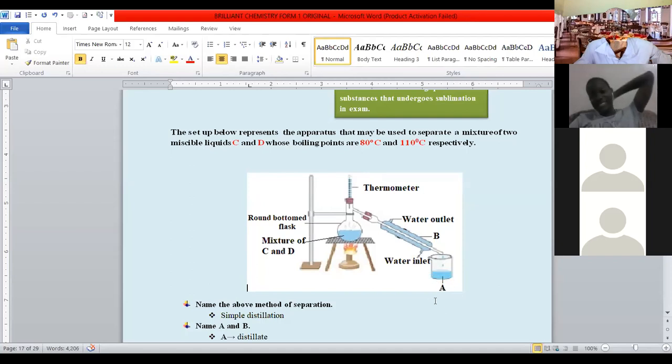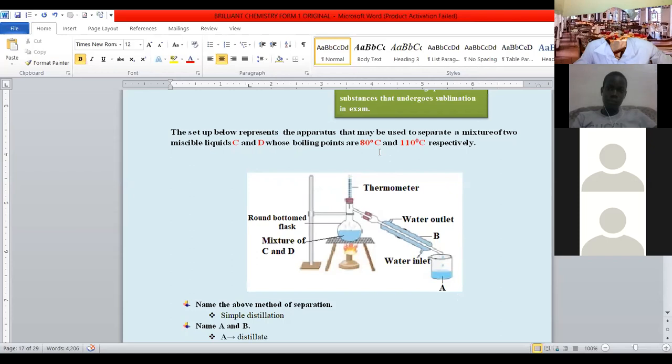Check this one. The one that is collected here first is the one with the lowest boiling point. The one with the lowest boiling point. C and D, which one has the lower boiling point?